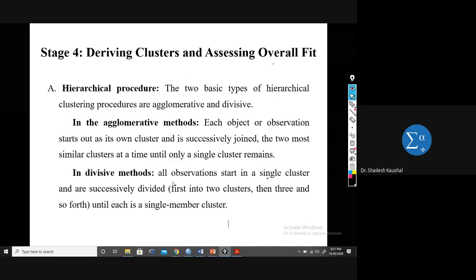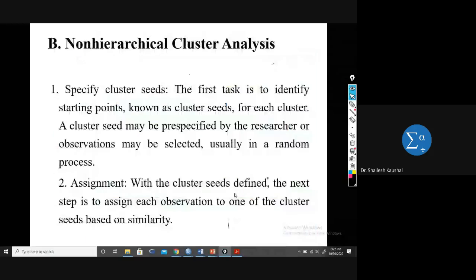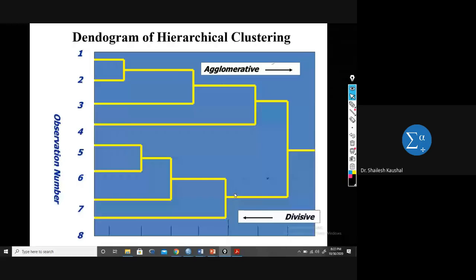And in divisive methods, all observations start in a single cluster. We take it as a single cluster and divide it into two, then divide into three clusters, divide into four, and so on. So this is the agglomerative and divisive method. In the agglomerative method, this is the respondent, for example respondent number 1, 2, 3, 4, 5, 6, 7.